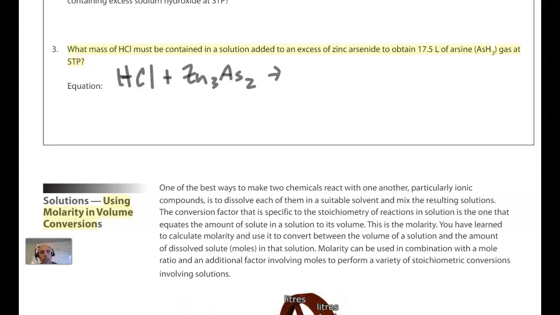So this is a double replacement reaction. Zinc and hydrogen will switch places, giving us zinc chloride. Zinc is a 2+, chloride's a 1-. So we get ZnCl2, and we were given the formula for hydrogen arsenide, or what's called arsine, as AsH3.